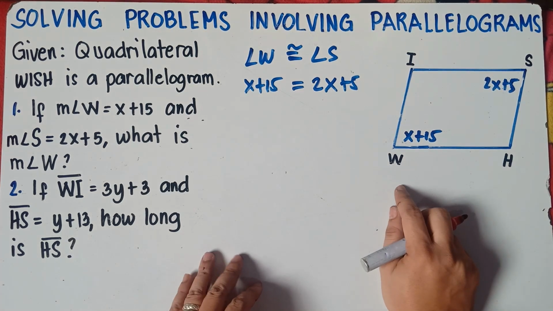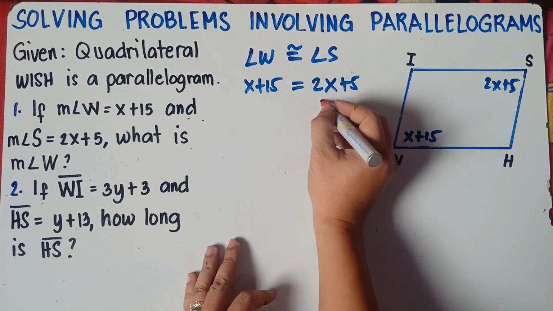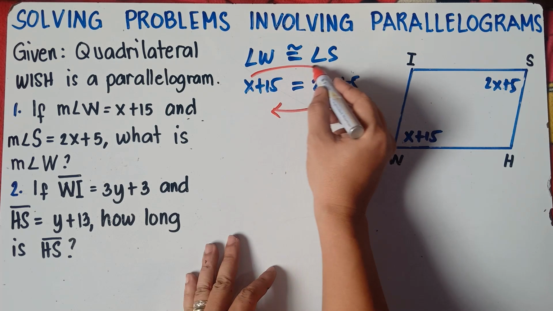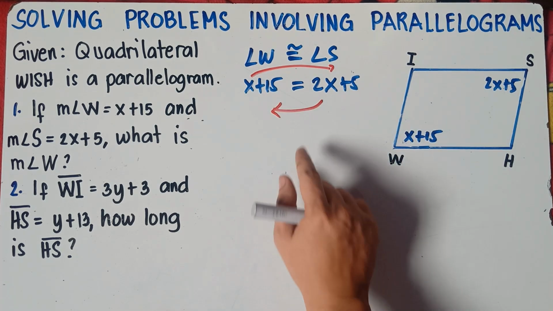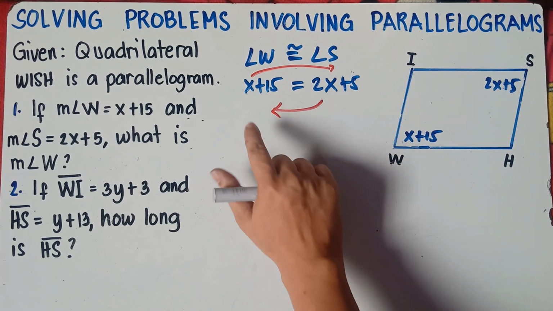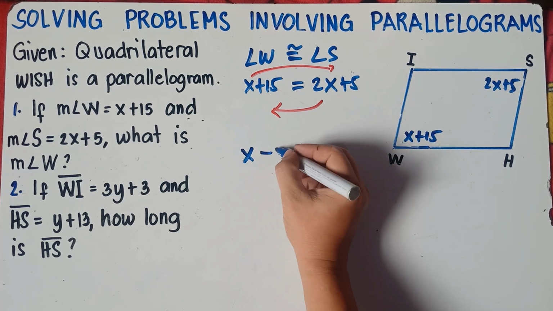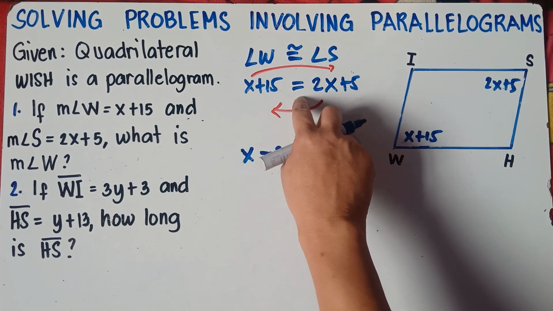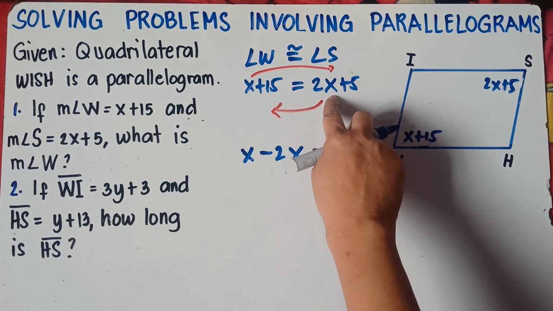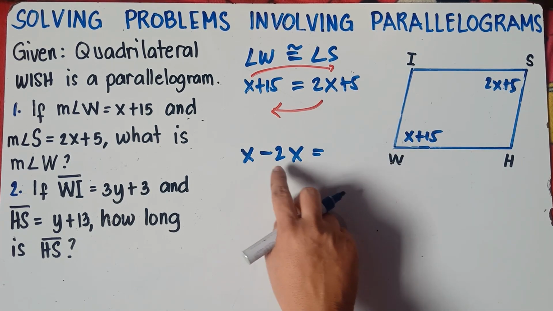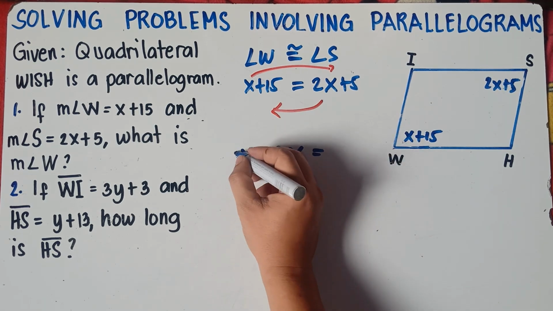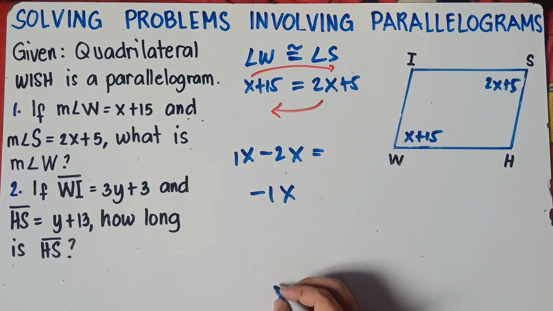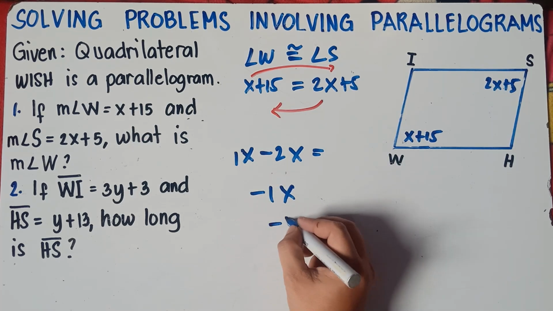Now to get the value of x, class, instead of transposing this 2x from right to left, we simply transpose this x from left to right. Question: why is that, sir? Because if you transpose this 2x from right to left, this will be x minus 2x, right? Once you transfer across the equal sign, you change the sign. This positive 2x will be negative 2x. And in x minus 2x, understand that there's a 1 here. 1 minus 2 is negative 1. Simply copy x. That would be negative 1x or negative x.